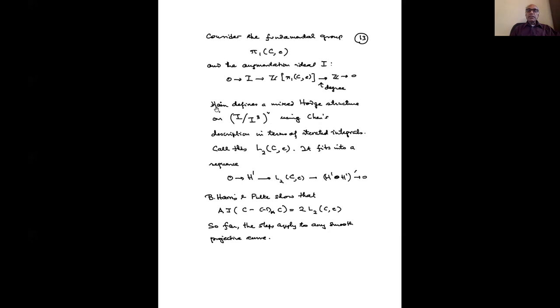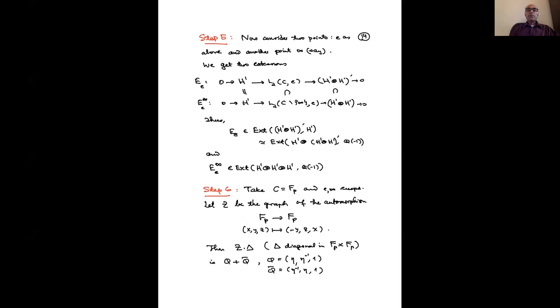So using this, Richard Hain defined a mixed Hodge structure on I mod I cubed dual. So let's give that a name, let's call it L2CE. Okay, as we heard in Ram's talk yesterday, it's the game of the name. So naming something is very important. So this mixed Hodge structure fits into this kind of sequence. It's an extension of H1 tensor H1 prime by H1. And this particular extension is connected to the image of the Ceresa cycle under the Abel-Jacobi map. Okay. Now, so far, this is not restricted to the Fermat curve. This applies to any smooth projective curve.